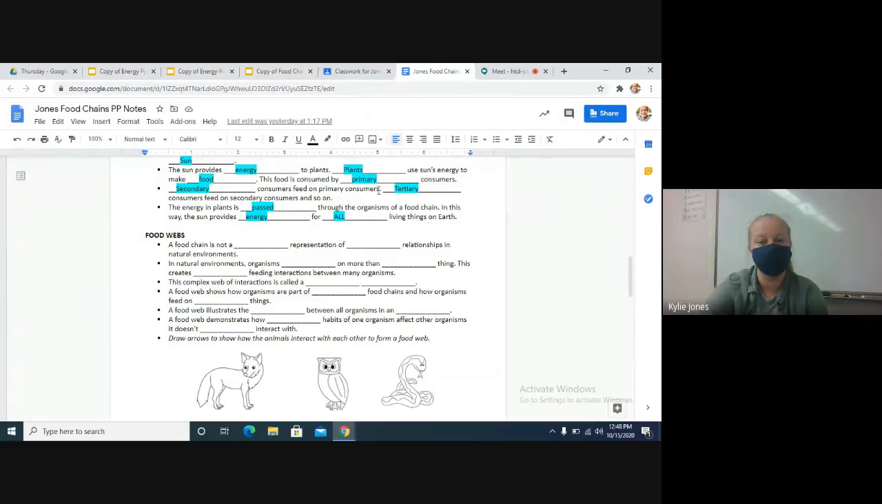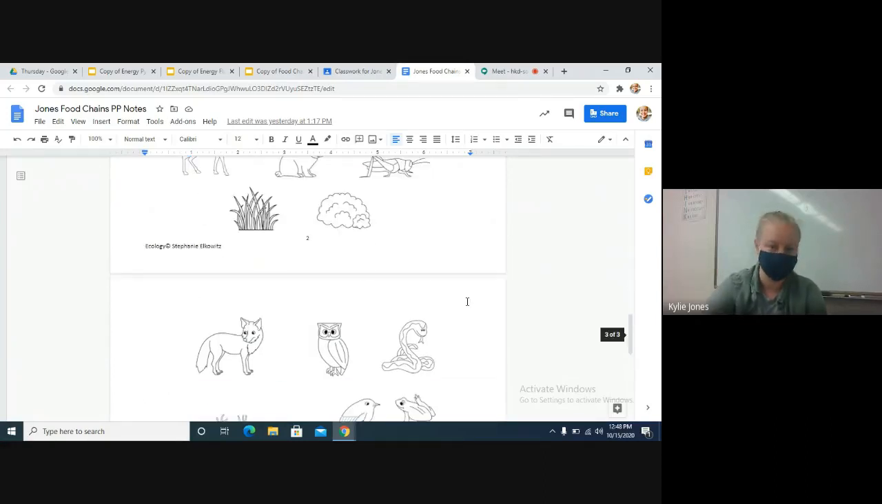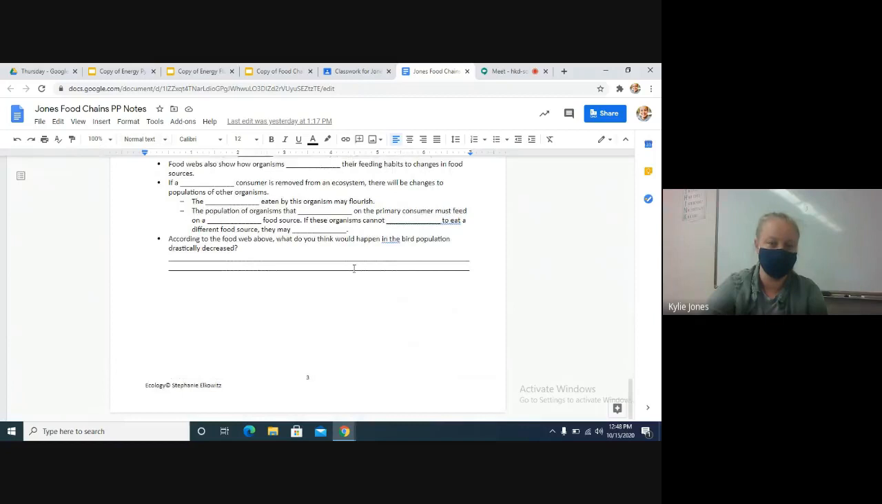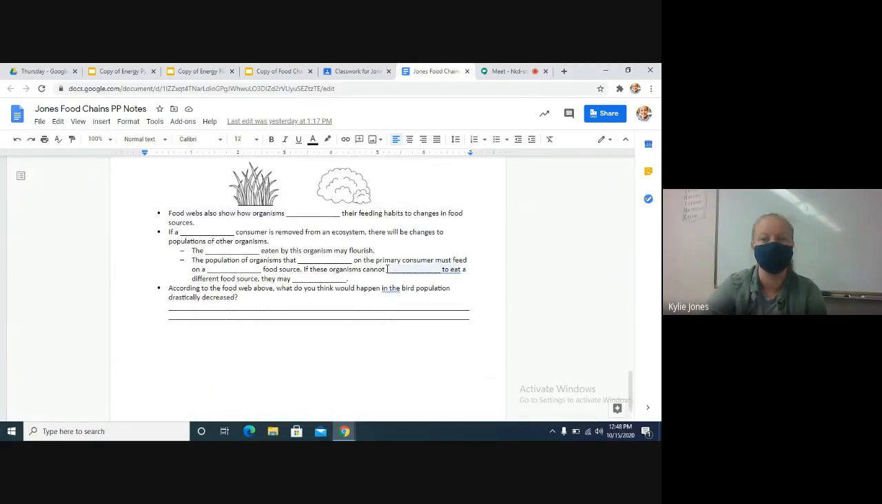Basically you're finishing up the food chains notes and turning it in. Once you finish the food webs part, yep, turn it in. This part? That was part of the thing. It's on that last slide. It might have just been copy and pasted twice. Just ignore the pictures and fill out the lines.